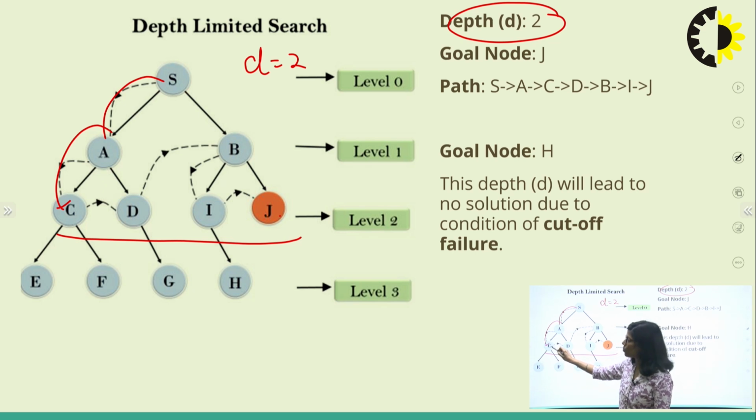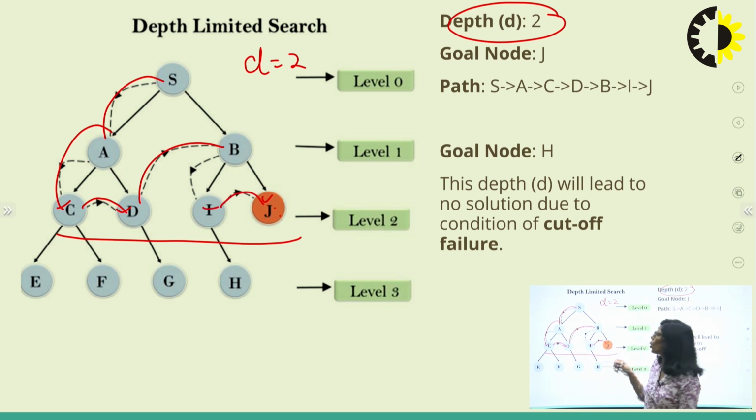Now at this moment, it will assume that C does not have any successor nodes. And what will it do? It will just start backtracking. And when it backtracks, it will reach the goal node at J.